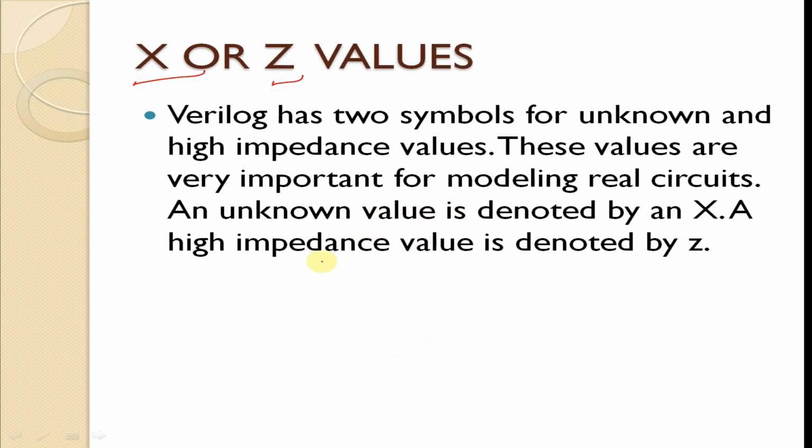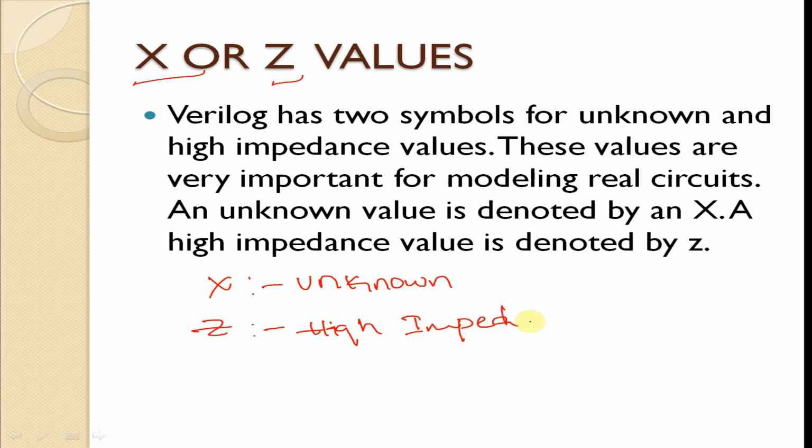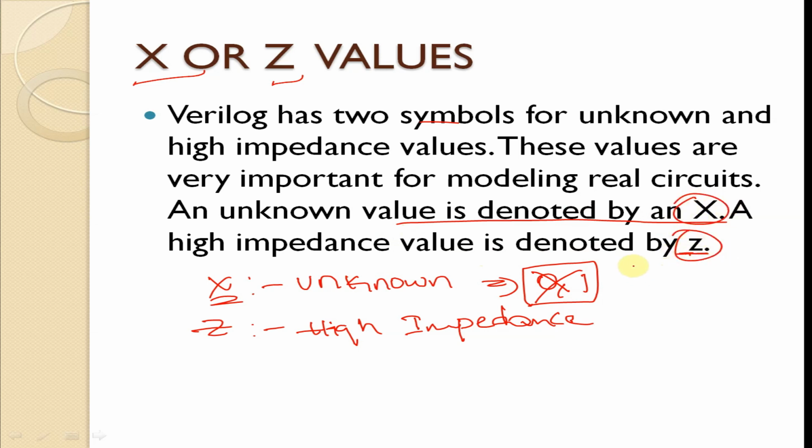So now let's discuss unknown and high impedance. X stands for unknown and Z stands for high impedance. Unknown means we cannot know whether it is 0 or 1. Verilog has two symbols for unknown and high impedance values. These values are very important for modeling real circuits. So an unknown value is denoted by an X and a high impedance value is denoted by Z. So this is the simple representation of unknown and high impedance value.